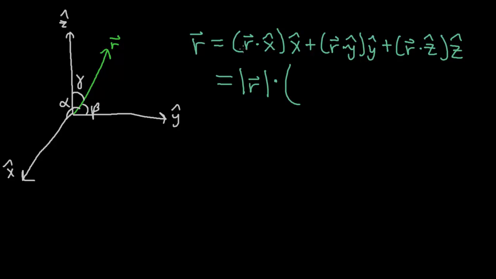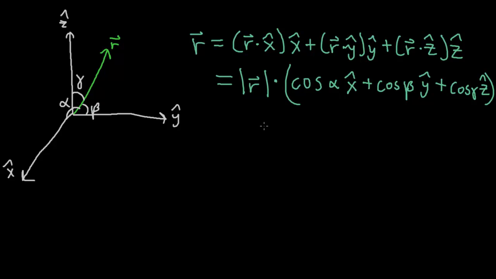So then using this definition of the dot product, where the dot product of a and b is magnitude a, magnitude b, cosine of the angle between them. Well, the cosine of r with x hat is alpha by definition. So here's a cosine alpha x hat. And now you see what's happening. So each of these gets the cosine of the corresponding angle. So we get a cosine beta y hat plus a cosine of gamma z hat. So that's pretty good.